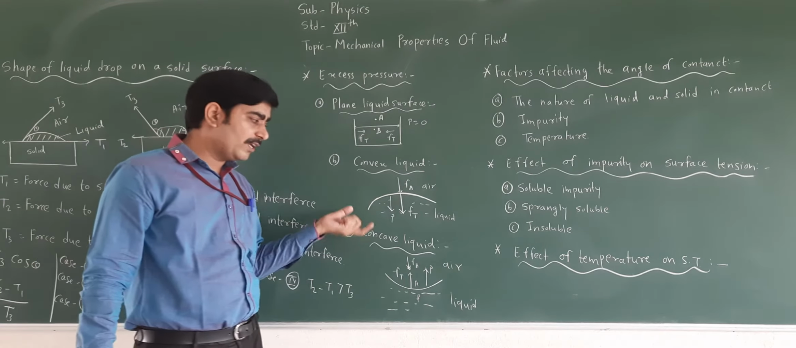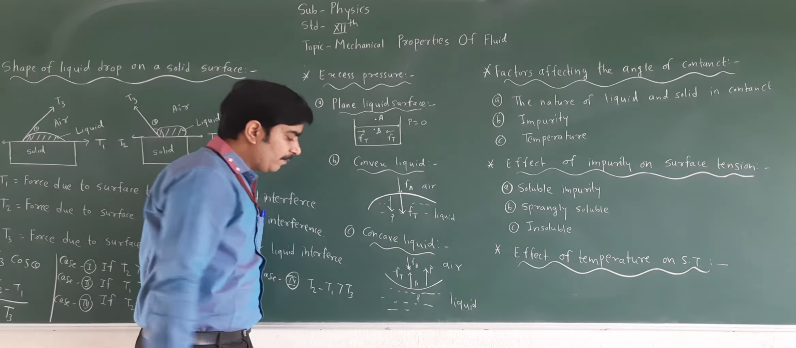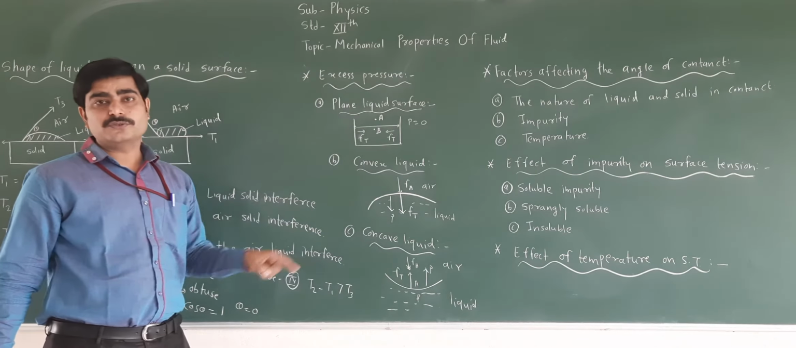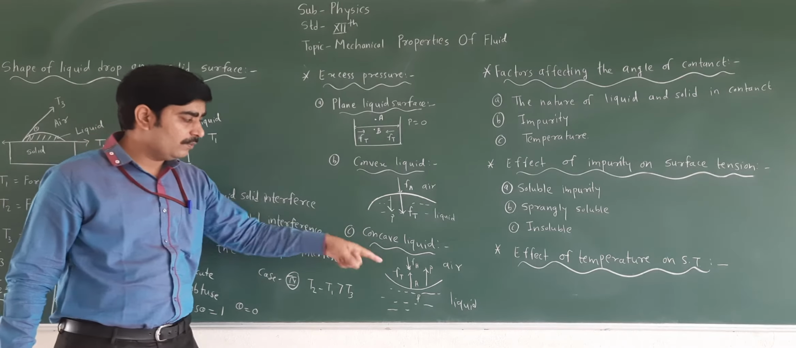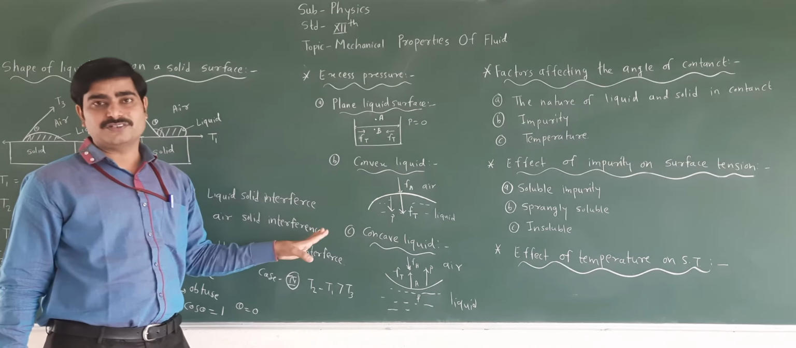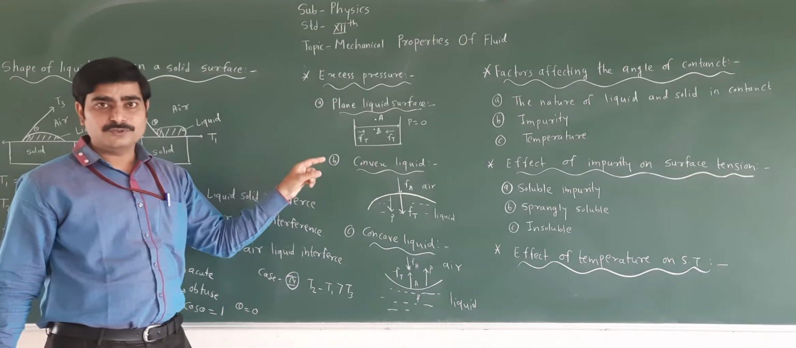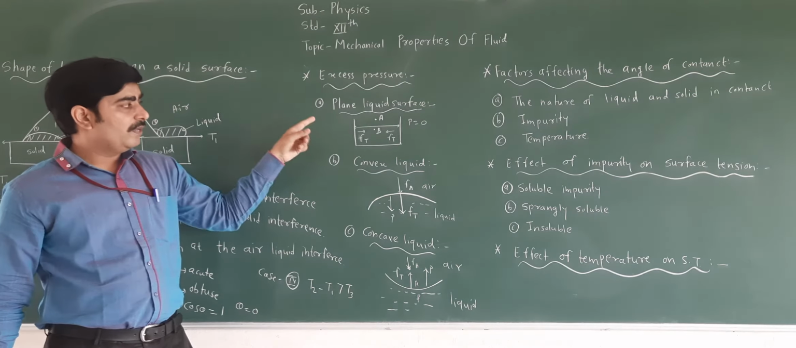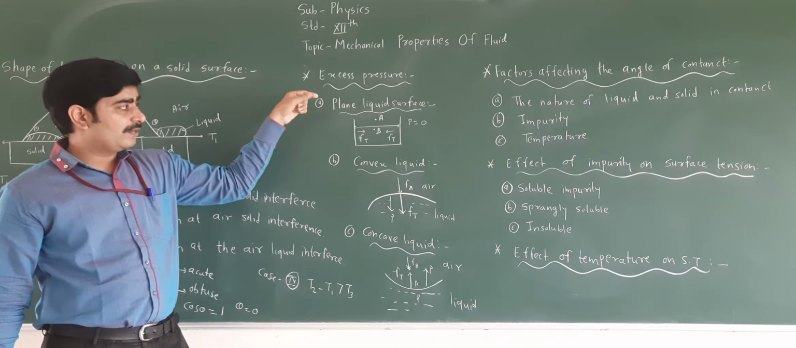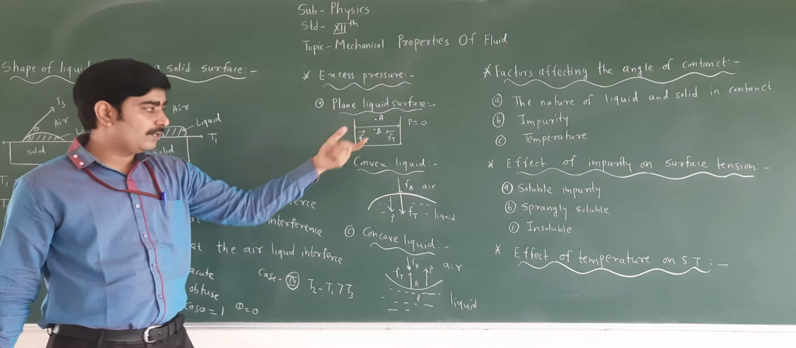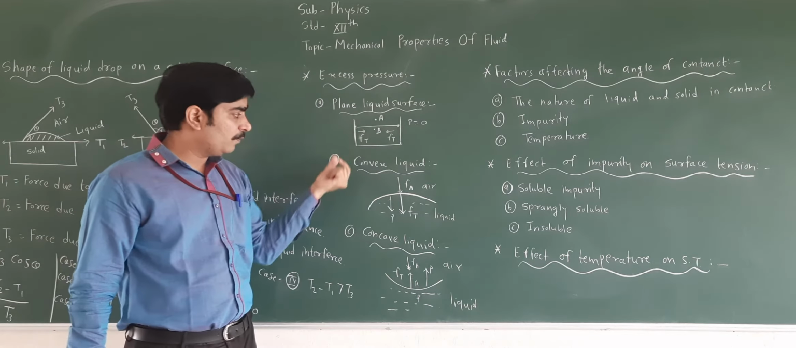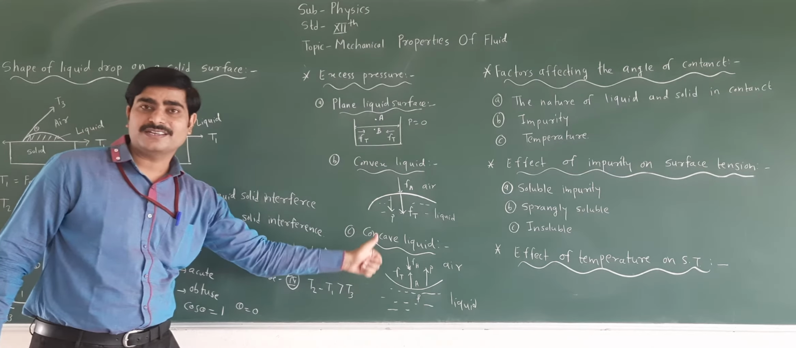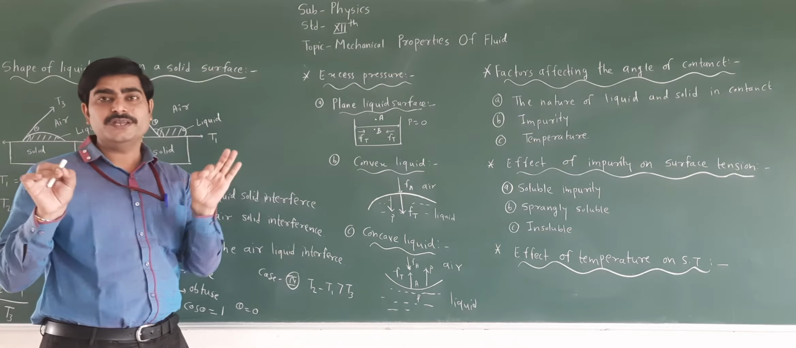Next, for the concave liquid, the surface tension is acting in the upward direction. So if the liquid is concave, the pressure is acting in the upward direction. Within one sentence, you should remember. Friends, remember, long questions are not going to be asked on this point. So within one sentence, you can remember: for the plane surface, pressure is 0. For convex liquid, the pressure is acting in the downward direction, and for the concave liquid, the pressure is acting in the upward direction. Only this point you have to remember.